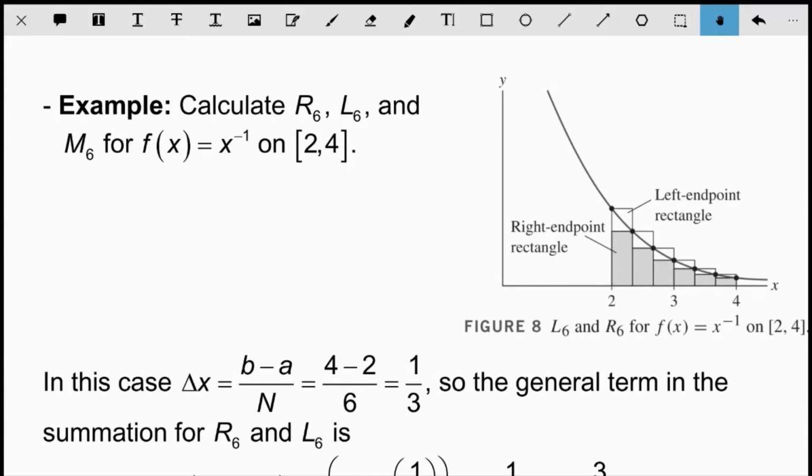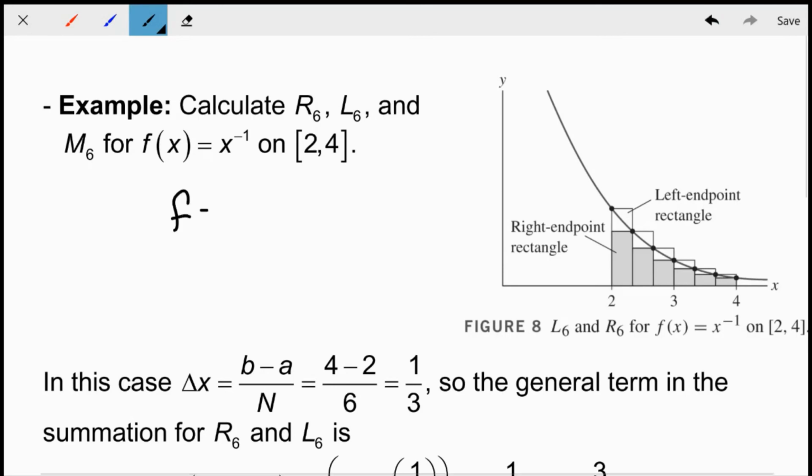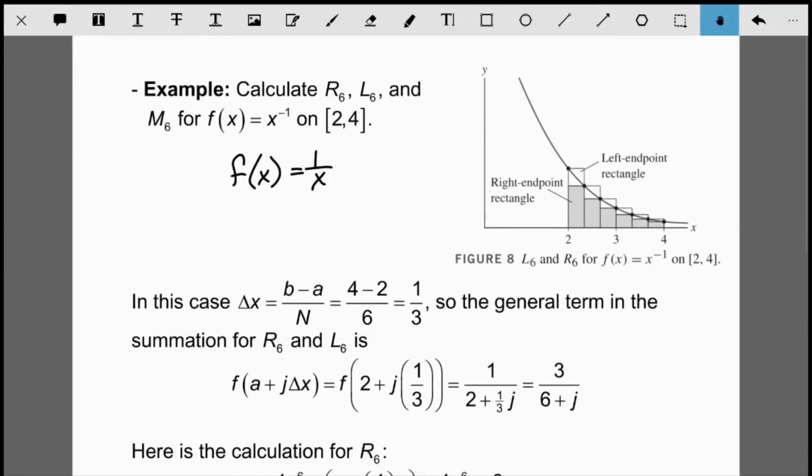In this case, we're looking at the function f of x is x to the negative 1 power, or f of x is equal to 1 over x. Notice we're looking at the interval from 2 to 4. What we're going to do is write a left-hand, a right-hand, and a midpoint approximation for this. The first one we're going to do is a right-hand approximation.